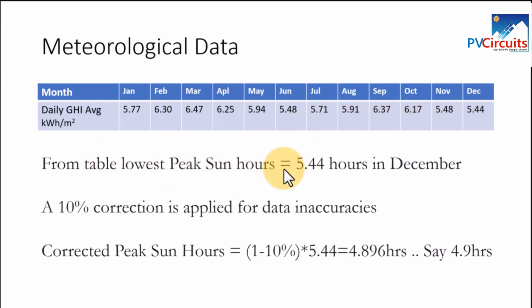So we are saying that it is 5.44 hours, and the reason is if you have a unit energy of 1 kilowatt falling on 1 meter square, then of course these numbers, instead of being read as kilowatt hour per meter squared, will just remain as hours. So this data has to be corrected because of inaccuracies, and we apply a 10% correction, which reduces 5.44 to 4.9 hours.